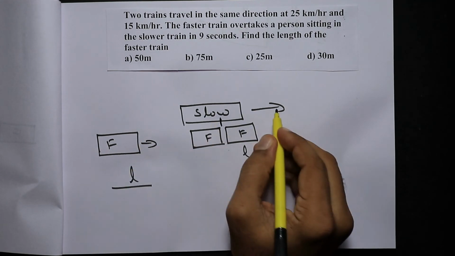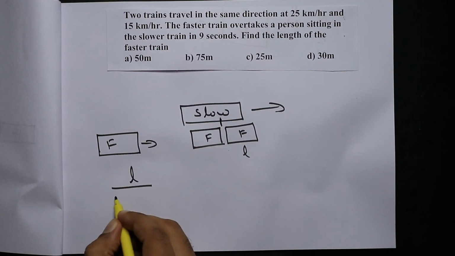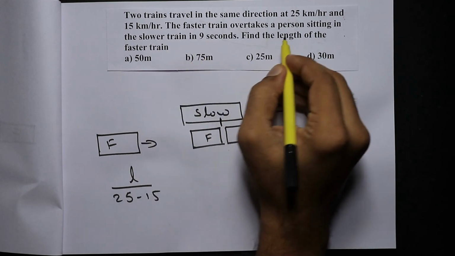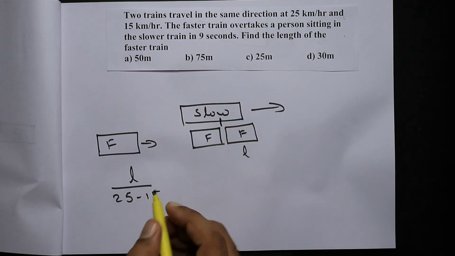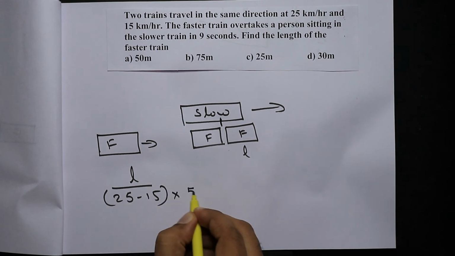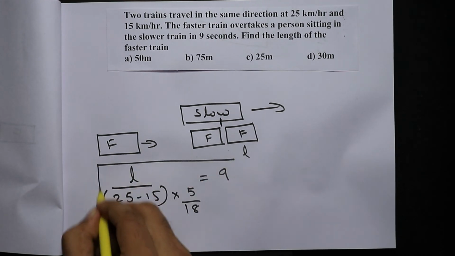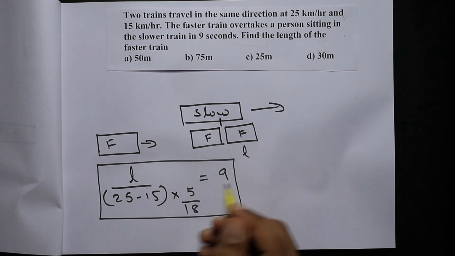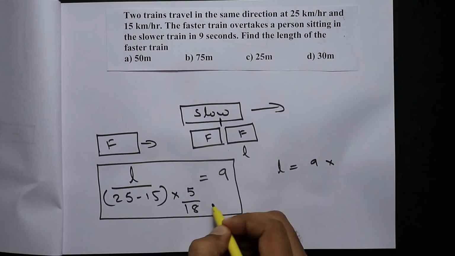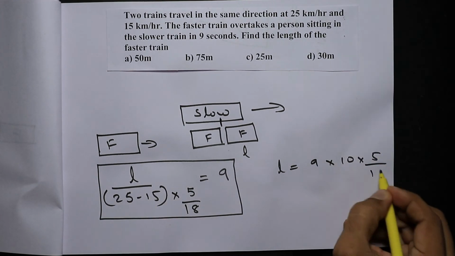They are both moving in the same direction. So relative velocity will be 25 minus 15, difference of their speeds. And the time required is given as 9 seconds. So first we'll convert kilometers per hour into meters per second. We'll multiply by 5 by 18 and the time required is 9 seconds. So we just need to solve this equation. So you have L is equal to 9 into this. 25 minus 15 is 10. 10 into 5 by 18.